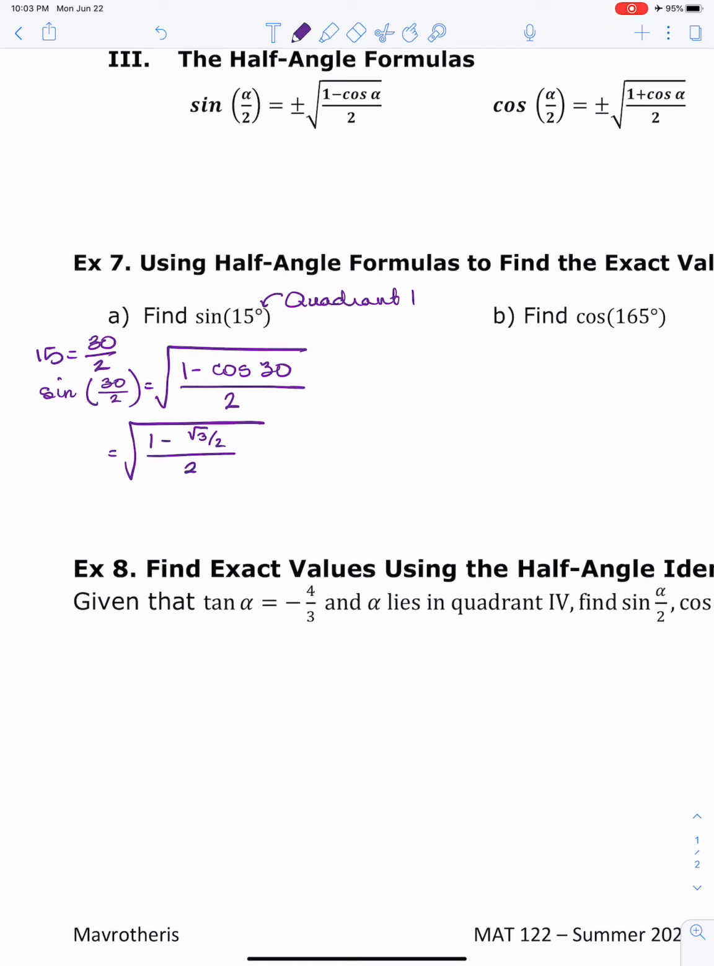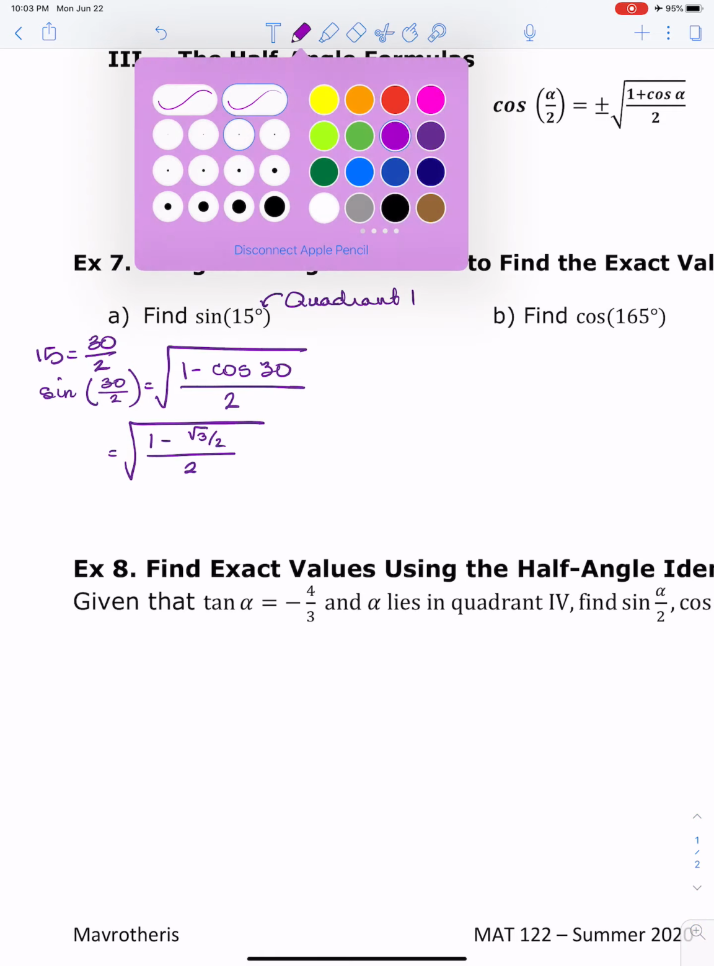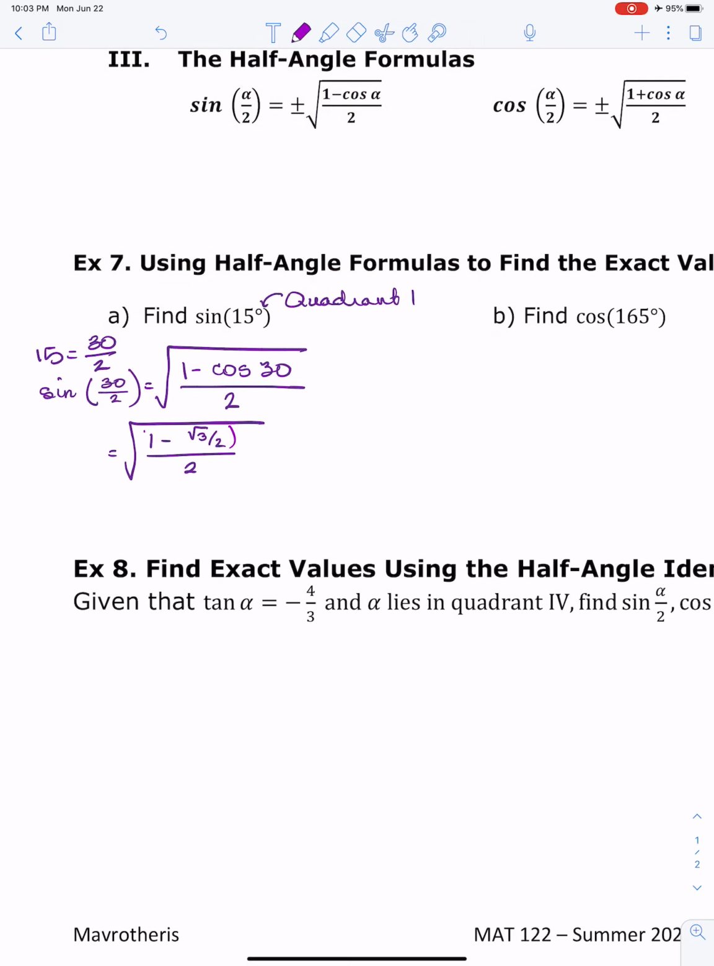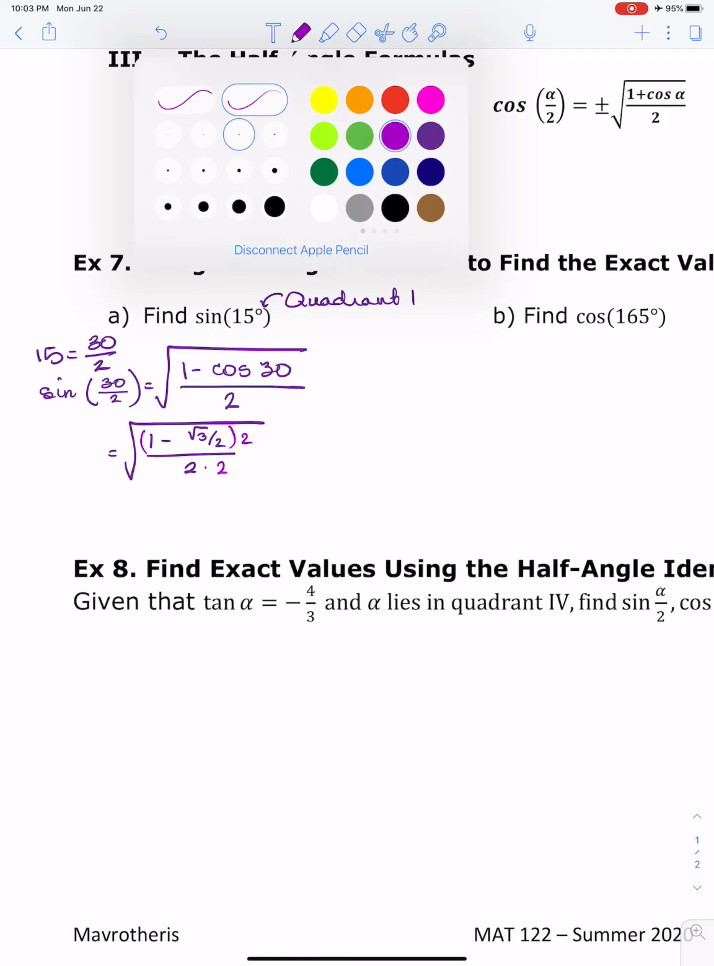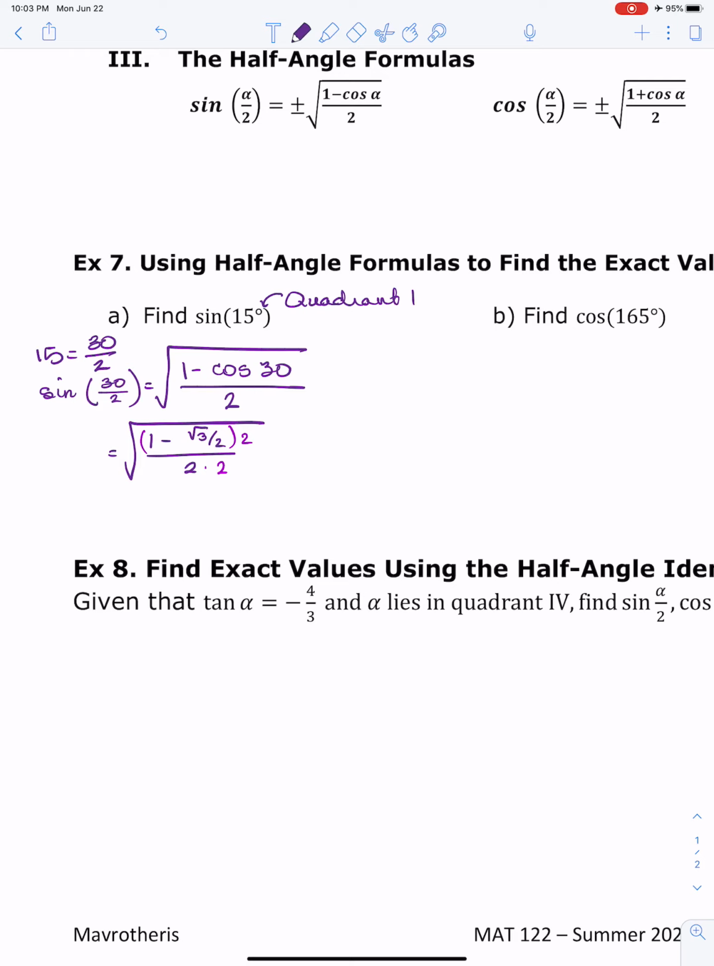over 2, and that is not pleasant to look at. I mean, we aren't crazy about the radical under the radical part, and even less so about the fraction in the fraction part. So what I'm going to do here is multiply numerator and denominator by 2, just so we can clear that fraction in our numerator.